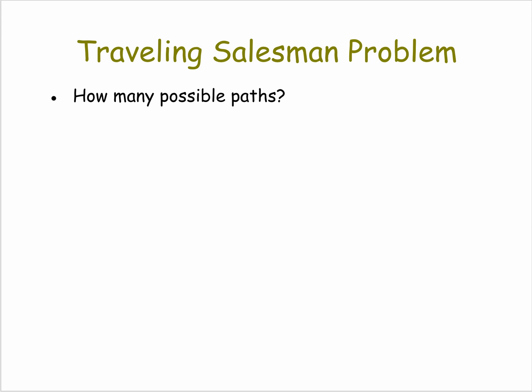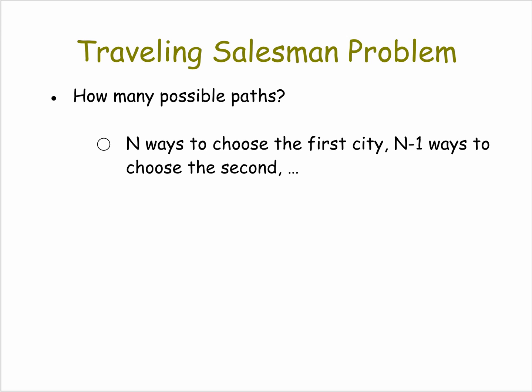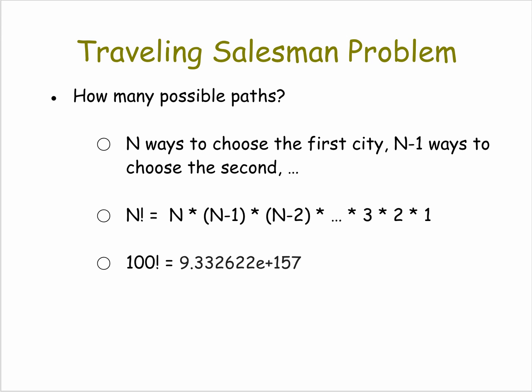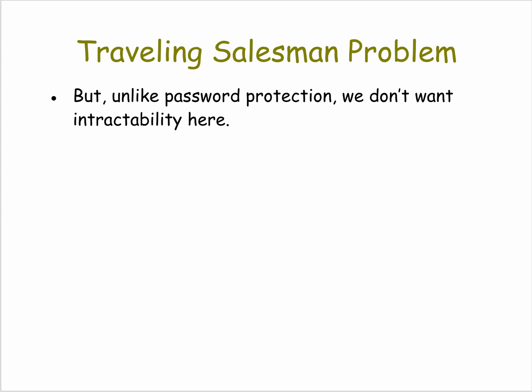But how many possible paths are there? If you have n cities, then there's n ways to choose the first city. Once you've chosen that, there's n minus 1 ways to choose the next city, and then n minus 2 ways, and so forth. And if you work that out, you get the factorial expression. N factorial is n times n minus 1 times n minus 2, and so on, until you get down to 1. 100 factorial is 9.3 times 10 to the 157th, which is a very big number. And in fact, the factorial function, n factorial, is greater than 2 to the n, our standard example for an exponential function.